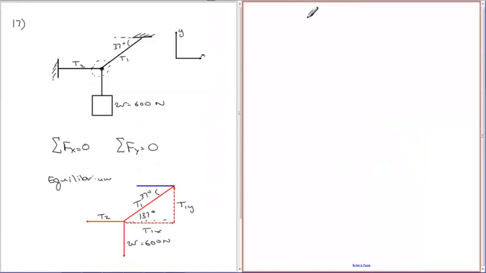write the sum of the forces in the x direction and the sum of the forces in the y direction. So the sum of the forces in the x direction is 0. So what do we have? We have this force and that force, the components. T2 is in the negative direction, so we put a negative sign because it's going this direction, whereas the positive x direction is there. And then T1x is going to be in this direction. That equals 0. Okay, so that's the sum of the forces in the x direction.